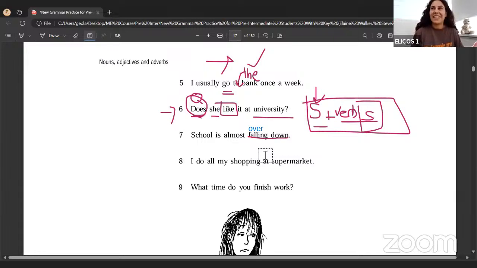Either the building is falling down, like an earthquake, but it's a very strange sentence. The closest thing I can think of is that they're probably trying to say school is almost over. And that means it's almost the holidays. School is almost over, you know, it's going to finish, we're going to go into holidays. Just over. Another one is you could say school is almost finished.